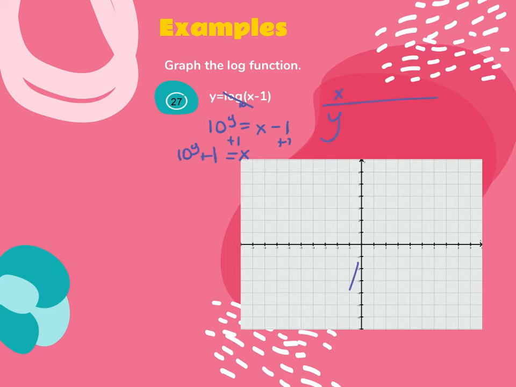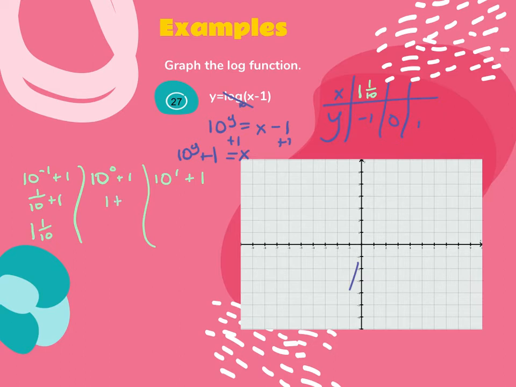So when I set up my t-chart, plugging in for y still, I would get 10 to the -1 plus 1, 10 to the 0 plus 1, and 10 to the first plus 1. So 10 to the -1 becomes 1/10, plus 1 is 1 1/10. 10 to the 0 plus 1 is 1 plus 1, which is 2. And 10 to the first plus 1 becomes 10 plus 1, which is 11. With me so far?